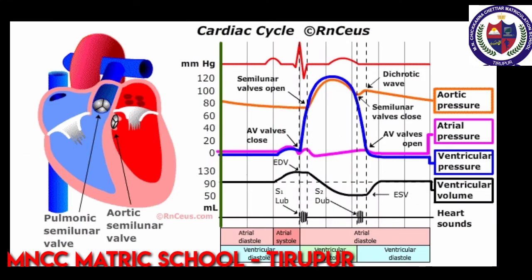Cardiac cycle. The sequence of events occurring from the beginning to the completion of one heartbeat is called the cardiac cycle. Each cardiac cycle lasts about 0.8 seconds. The events during a single cardiac cycle involve atrial systole, contraction of auricles, 0.1 second. Ventricular systole, contraction of ventricles, 0.3 seconds. Ventricular diastole, relaxation of ventricles, 0.4 seconds.